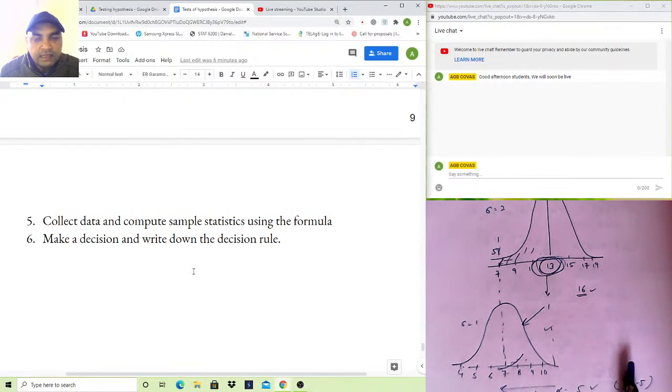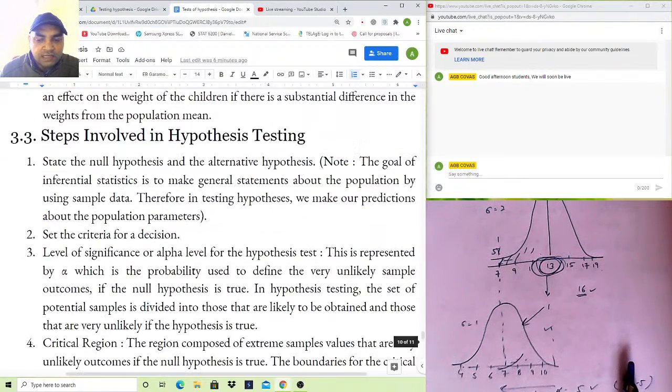So I can see that there are no questions in the chat box. And this completes our hypothesis testing.